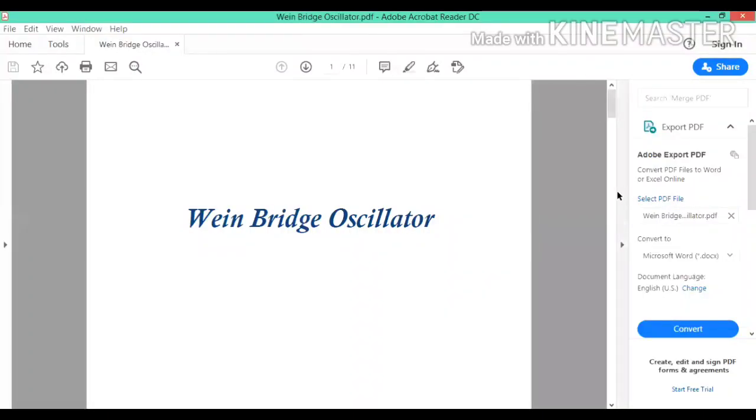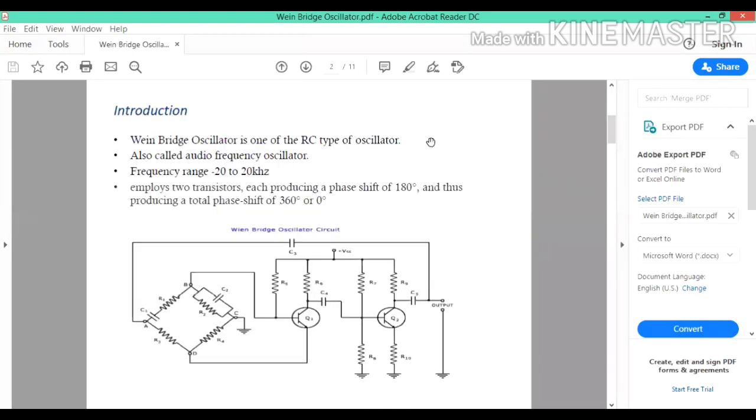Hi everyone. In this video, we are going to discuss the Wein bridge oscillator. The Wein bridge oscillator is one of the RC type of oscillators, and it is also called an audio frequency oscillator. Generally, Wein bridge oscillators are used in the frequency range of 20 Hz to 20 kilohertz. That means the Wein bridge oscillator works in the range of low frequencies.